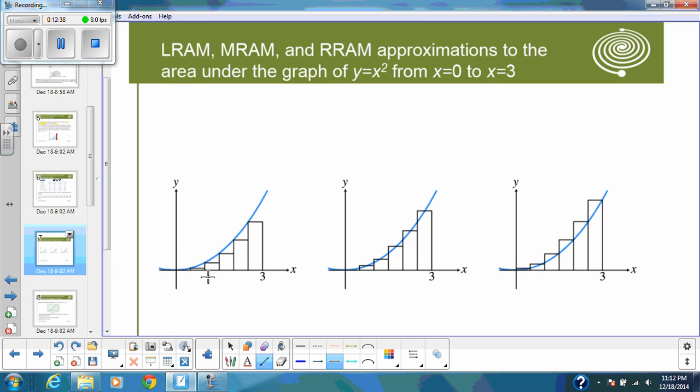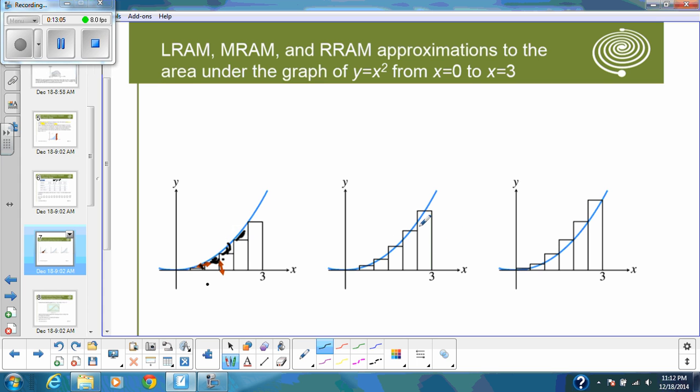What you're doing is, if it's a left hand, you're going up just as high as the left part of the rectangle hits, and then taking the area under that. You can see how we're missing all this space in here. We're missing this here, this here, this here, this here. So obviously this is going to be an under approximation.